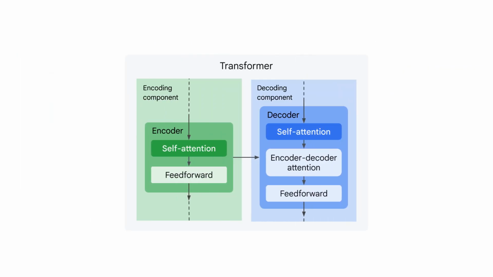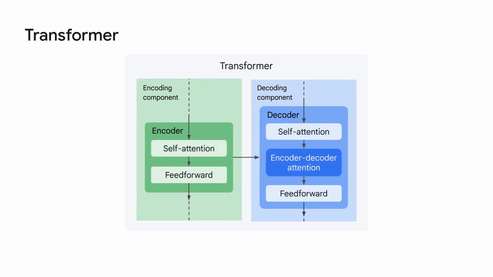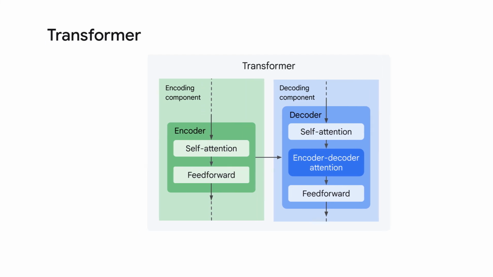Transformer introduces self-attention and feed-forward layers in both the encoder and the decoder. Additionally, it adds a layer called encoder-decoder attention in the decoder. This layer helps the decoder focus only on the relevant parts of the input sentence.